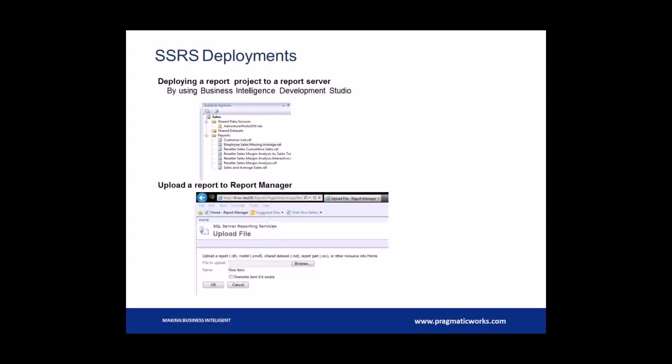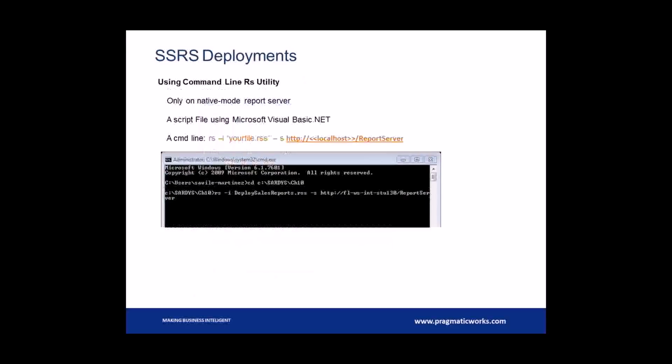And the last option is using the RS utility command. Usually this one is used by report administrators, or if you have a developer who knows how to write a script file using Microsoft Visual Basic .NET, you can deploy a script file, and you can use it if you want to deploy reports in bulk. Right here you can see this is the format. I tried doing it on my own, and it worked perfectly, but I'm not going to focus too much on this one. So I think it's time for us to get hands-on.